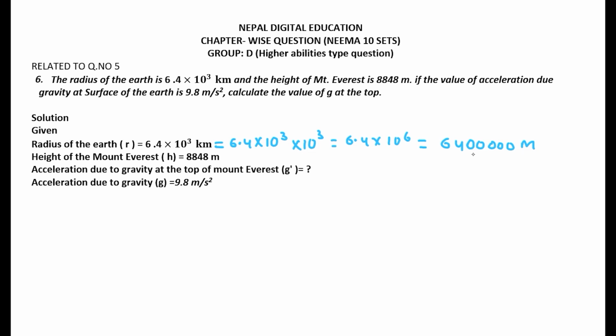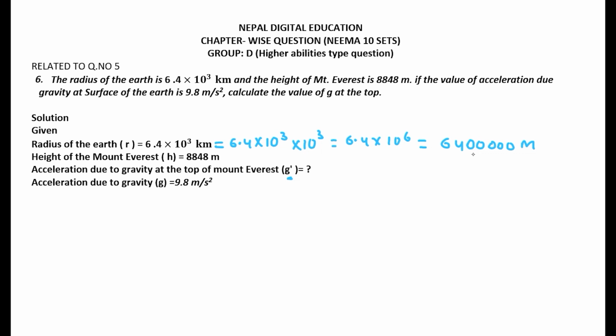If the value of acceleration due to gravity at the surface of the earth, g, is given as 9.8 meter per square second, calculate the value of g at the top. So we have to find the g dash. In the previous video, we found the value of g, but in this video, we have to find the value of g dash. So just by using the same formula, we get the value of g dash.